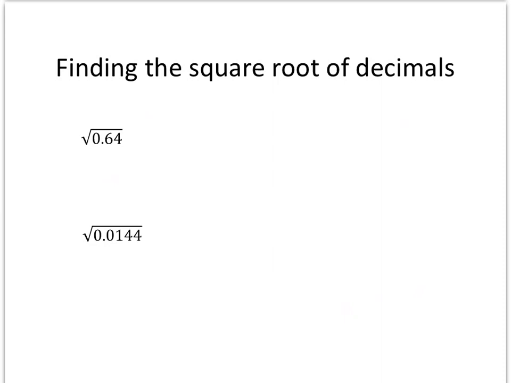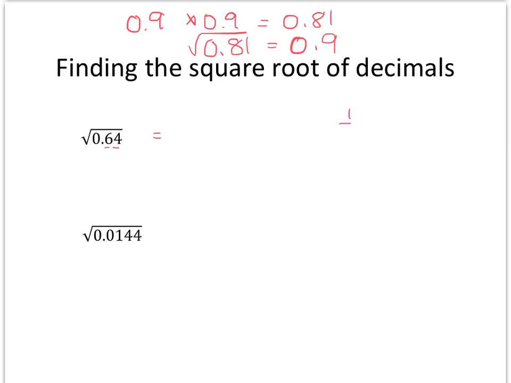Okay, next thing we have to do is be able to find the square root of decimals. So you'll notice in that last question, we got 0.9 times 0.9 is equal to 0.81, or 0.9 squared is equal to 0.81. So then I know if I'm going backwards, the square root of 0.81 has to be 0.9. So let's take a look. In 0.64, I have 2 decimal places, the 6 and the 4. So that means when I take the square root of it, my answer is going to have half as many decimal places.